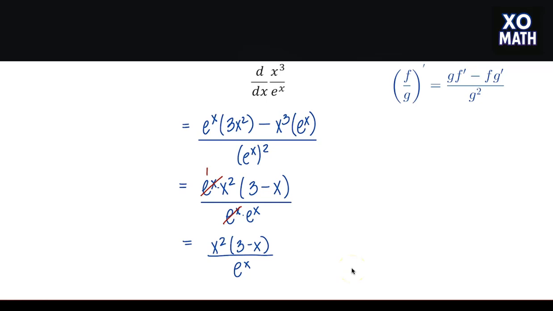Another quick thing to point out is that we did not have to use the quotient rule here. What we could have done is rewritten the problem as x cubed times e to the negative x. And this would have been a product rule with the chain rule involved. And we'll practice the product rule in the next problem.